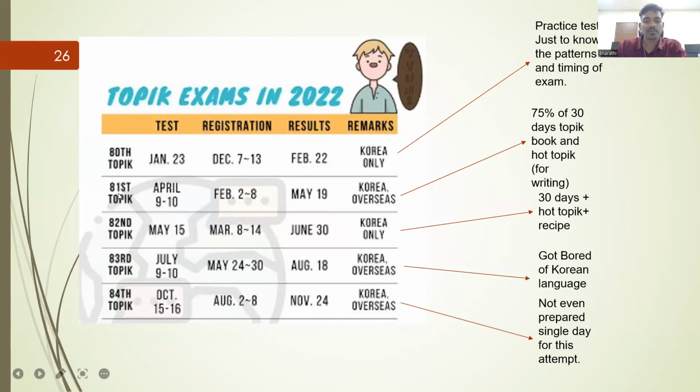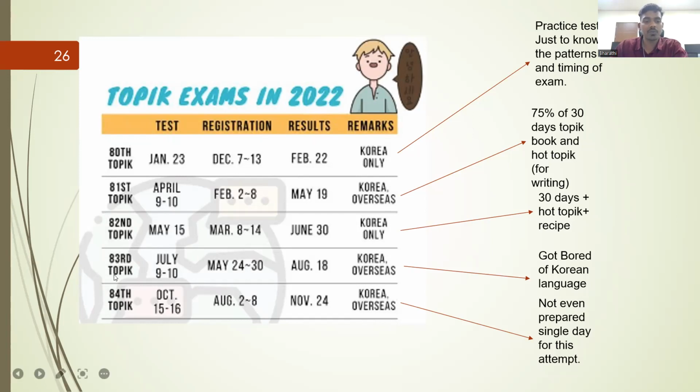And then I attended the 81st Topik exam. At that time, I had almost finished 75% of the Topik in 30 Days book. If you study this book, you can get level 3 easily. So I studied this book as well as the Hard Topik book. Hard Topik helped me much more for the writing part. And I also studied Recipe for reading. The first 10 questions of reading, you can prepare from Recipe.